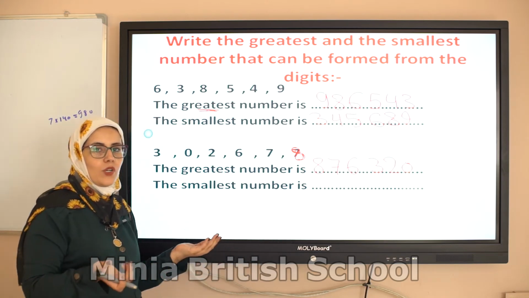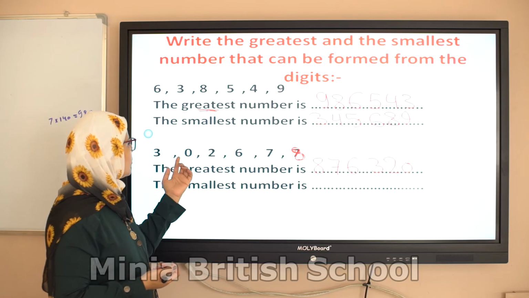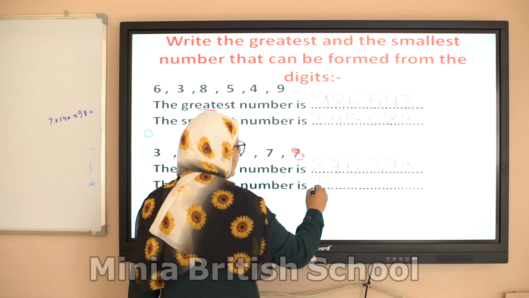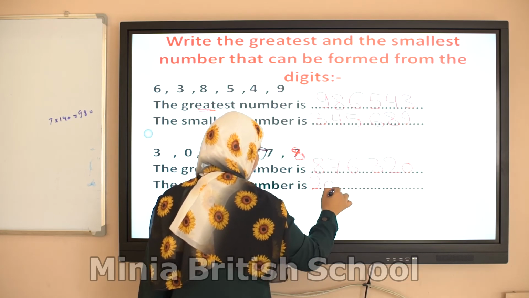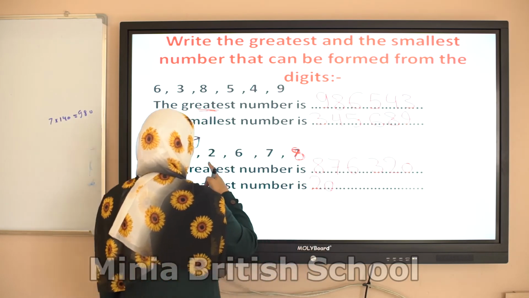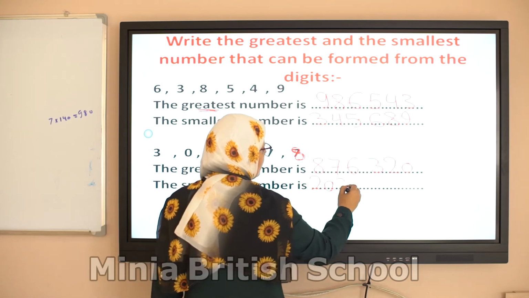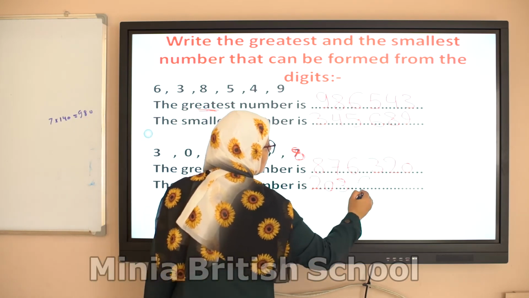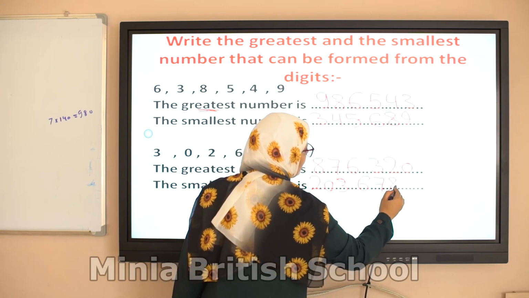So I will see the next number after 0. What is the smallest number after 0? 2. So I will start with 2, then I will write 0. Then I will complete. After 2 is what? 3. So I will write 3. Then 6. Then 7. And the last one, 8.